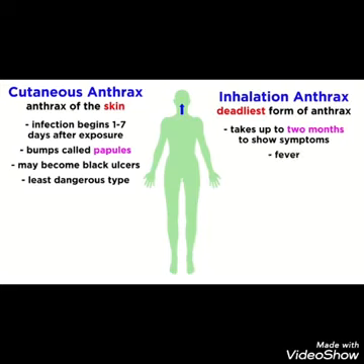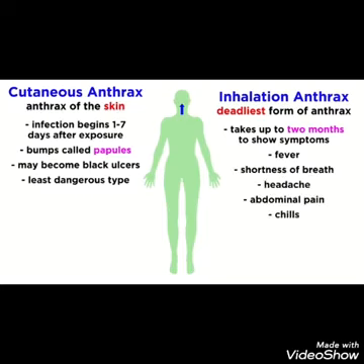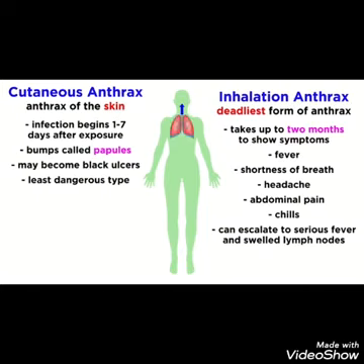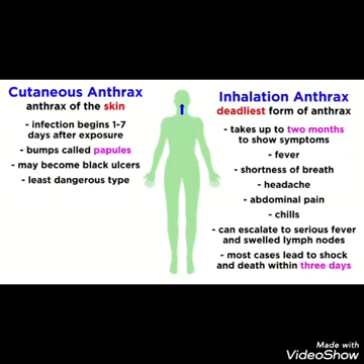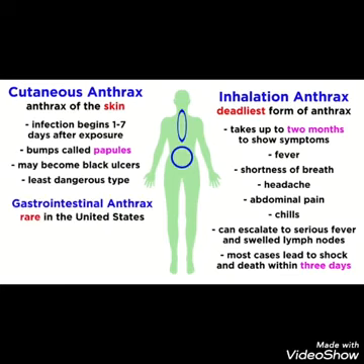Second is inhalation anthrax, the deadliest form of anthrax, with an incubation period of up to 2 months. Starting as fever, shortness of breath, headache, abdominal pain along with chills, it can accelerate to high fever and swollen lymph nodes. So lymph nodes are also involved. There may be hemorrhagic pneumonia or hemorrhagic meningitis along with bloody diarrhea sometimes, and death occurs due to shock because the oxygen level decreases.